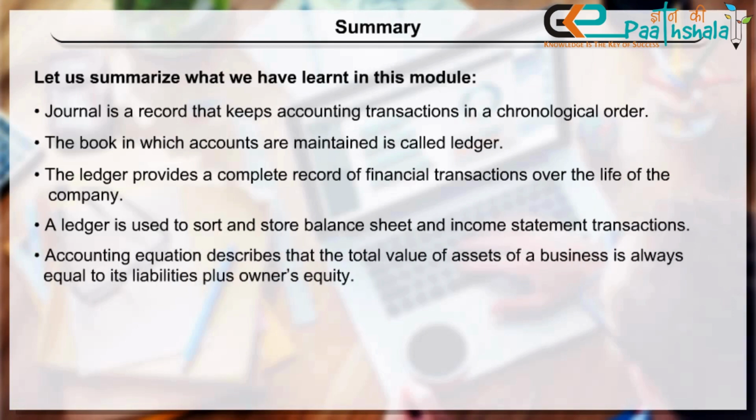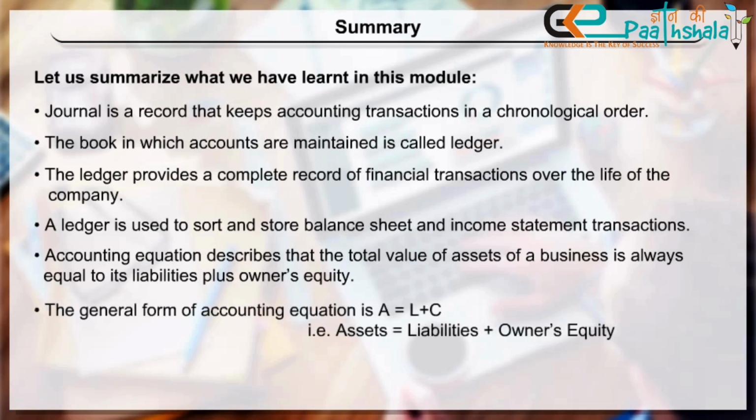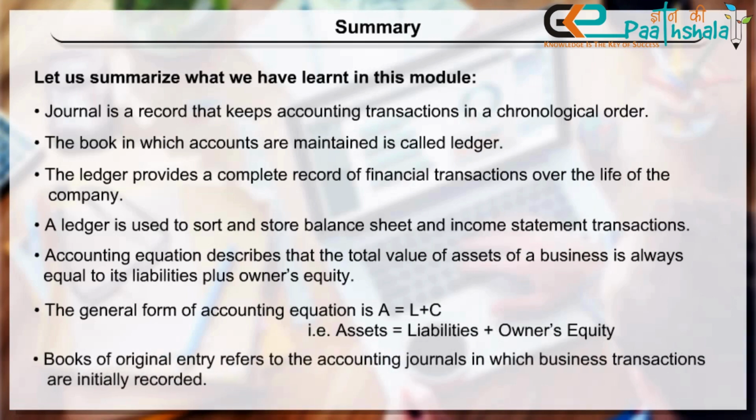Accounting equation describes that the total value of assets of a business is always equal to its liabilities plus owner's equity. The general form of the accounting equation is A = L + C, that is, assets equal liabilities plus owner's equity. Books of original entry refers to the accounting journals in which business transactions are initially recorded.